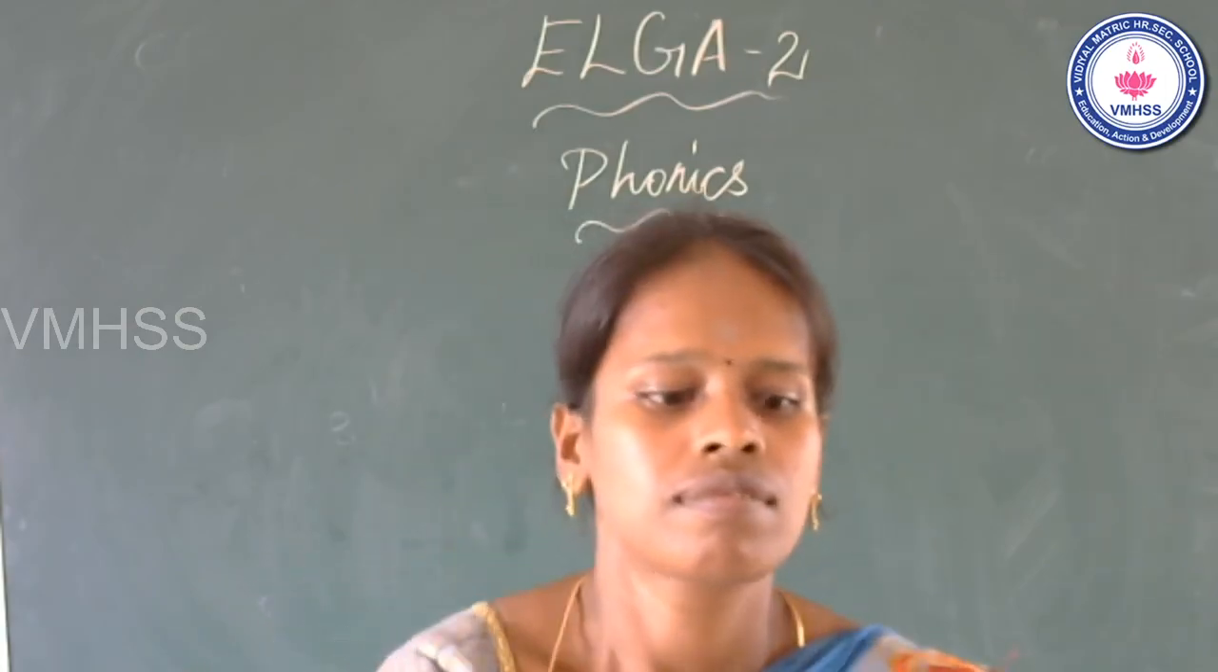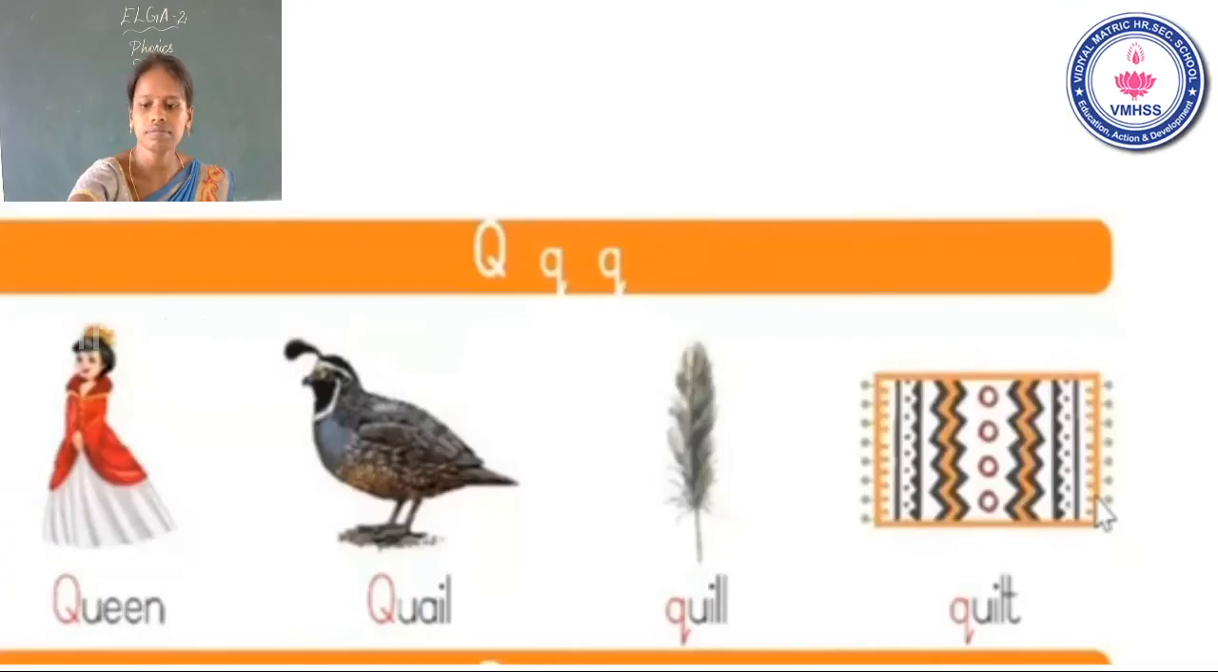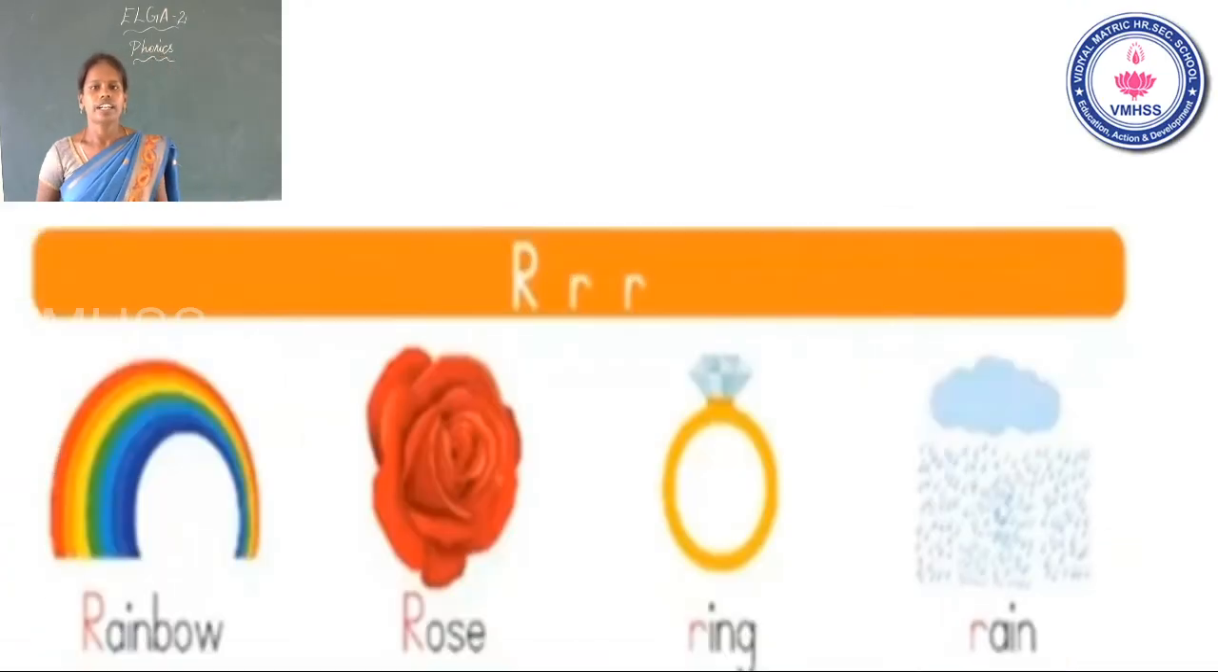The name of the letter R. The sound of the letter R. R, rainbow. Do you know rainbow? It has 7 colors. First one is rainbow. Second one is rose. Third one, ring. Last one is rain. It's clear.